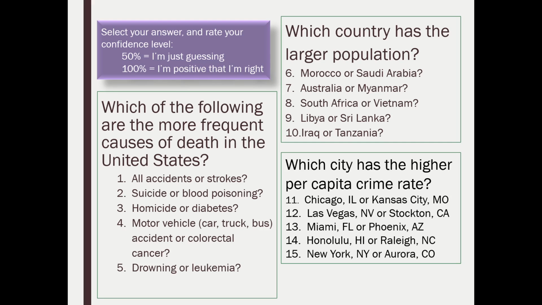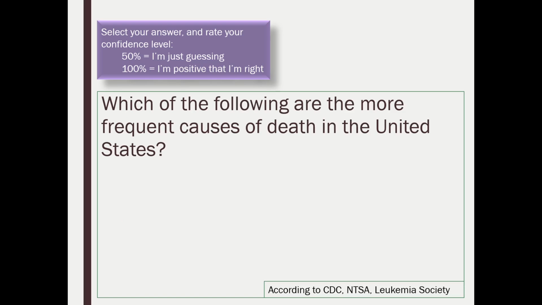So select the ones that you think have the higher per capita crime rate, and then rate your confidence level. Okay, again, pause me if you need, but I'm gonna move forward here. So we're zooming in, and I got this data from a variety of websites, the CDC, the National Traffic Safety Association, and then the Leukemia Society.